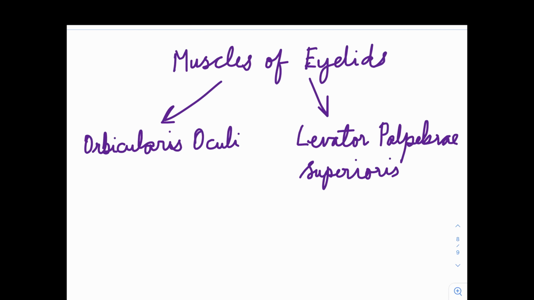This brings us to the end of the lesson on muscles of the eyeball and the eyelids. Thank you.